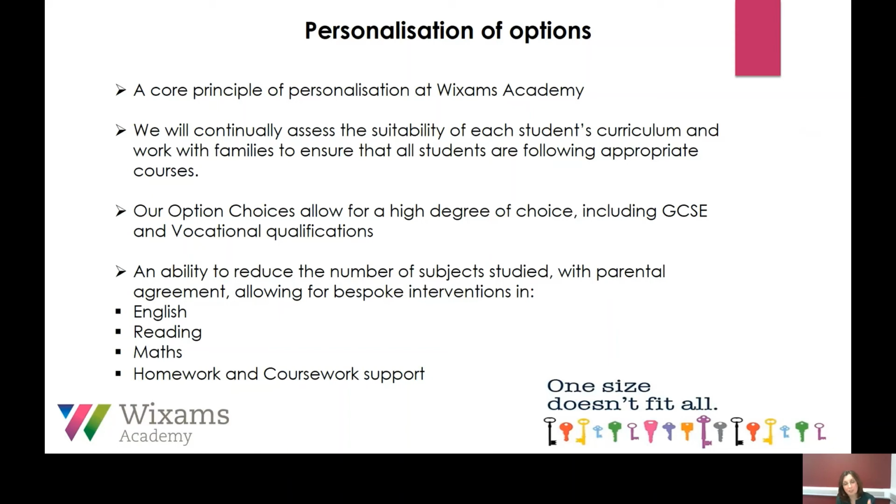So GCSEs, the exam at the end of the course, BTECs and the C Nationals, that actually is how you're doing more continual type assessment. There is an ability for some students to reduce the number of subjects studied, but that has to be with parental agreement, and it does allow for some students bespoke interventions in English, reading, maths, or other sorts of support that's available. So if you do think that the courses aren't personalised enough for your child, then please get in touch with us at the Academy and we do our best to create that package for them.